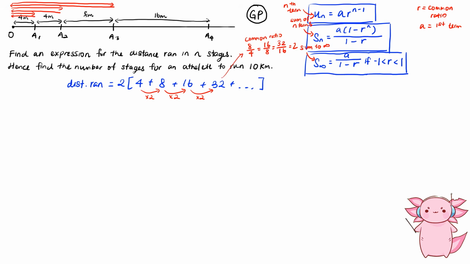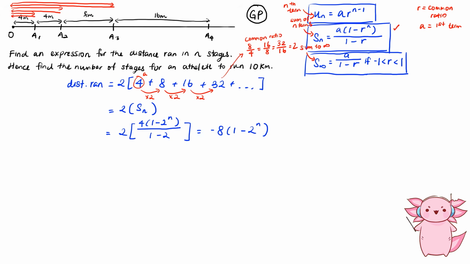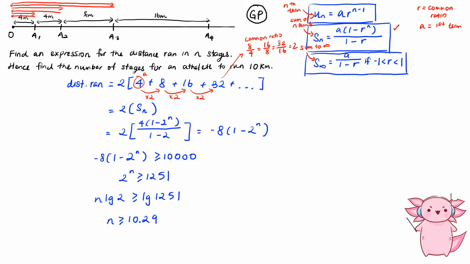These are the formulas to remember, but we only need to use the sum of n terms formula for this question. Now, the total distance is just 2 times the sum to n, and putting in the common ratio of 2 and a equals 4, we can get negative 8 times 1 minus 2 to the power of n. Just like before, we can let this be greater than 10,000, and we can just log both sides to solve for n to be greater than 10.29, and the final answer is 11 stages.